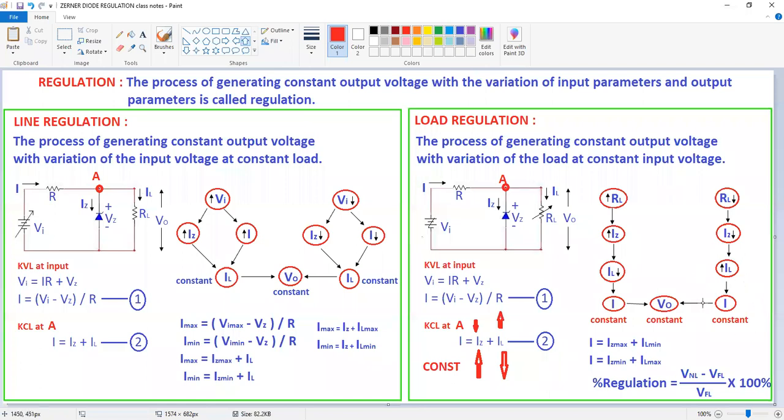If IL increases, I constant, output voltage is constant. Here, IL is increasing, RL is decreasing, output voltage is maintained constant. Now this is about your load regulation and line regulation.